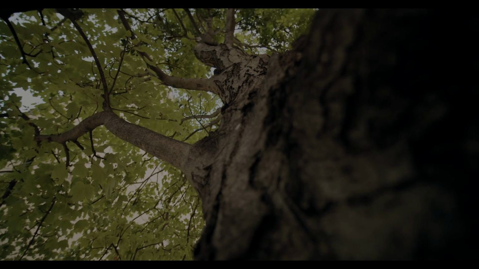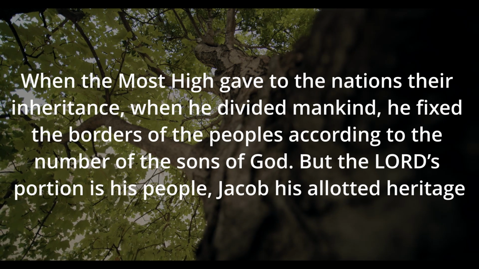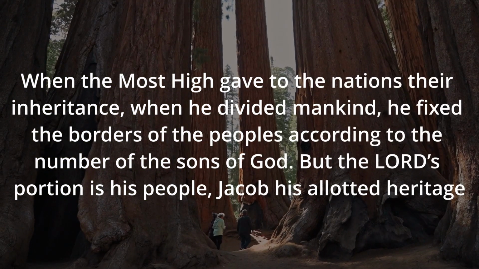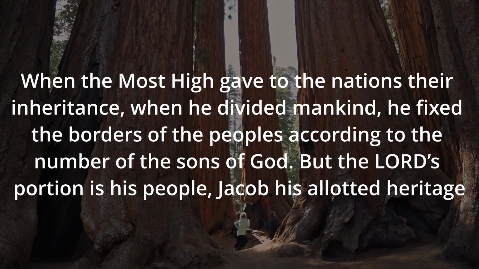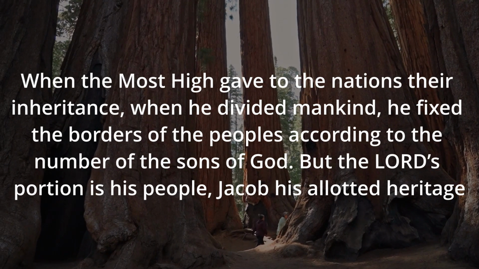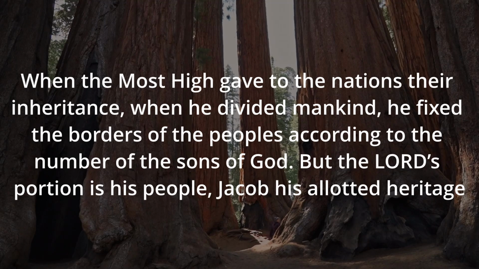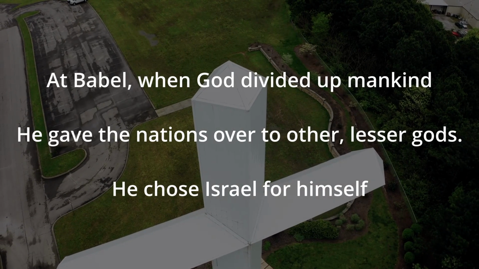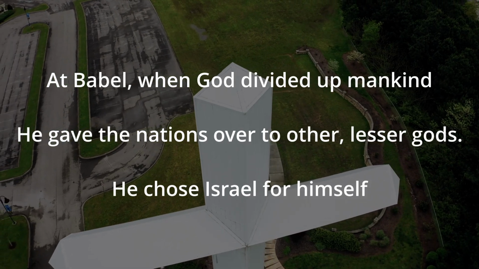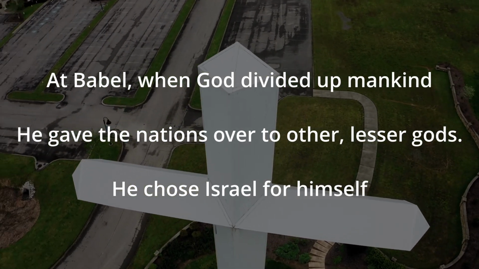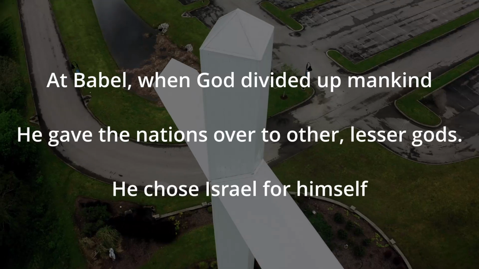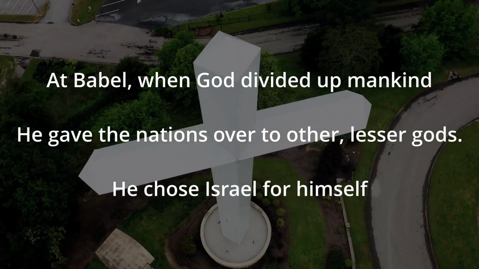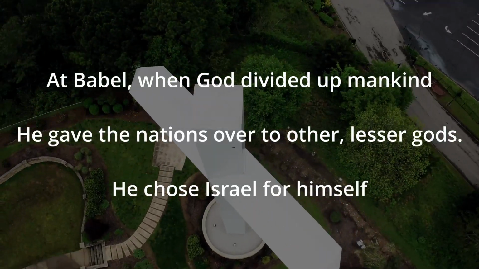Now, let's take a look at Deuteronomy 32, starting in verse 8. When the Most High gave to the nations their inheritance, when He divided mankind, He fixed the borders of the peoples according to the number of the sons of God. But the Lord's portion is His people, Jacob His allotted heritage. Here we see the same thing as Romans. We are told that when God divided mankind, that's the incident at Babel. He gave the nations their inheritance and He fixed the borders based on the number of Elohim, or sons of God. So at the Tower of Babel, God divides everyone up and gives each nation a god to guide them through history.